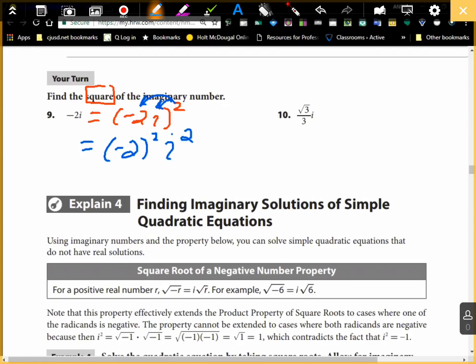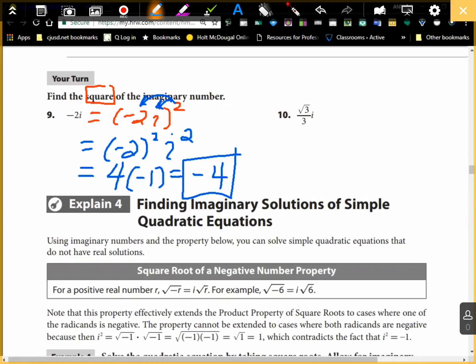So negative 2 squared is, and then i squared is. So 4 times negative 1 is? Is that real or non-real? Real. All right. So let's look at 10.